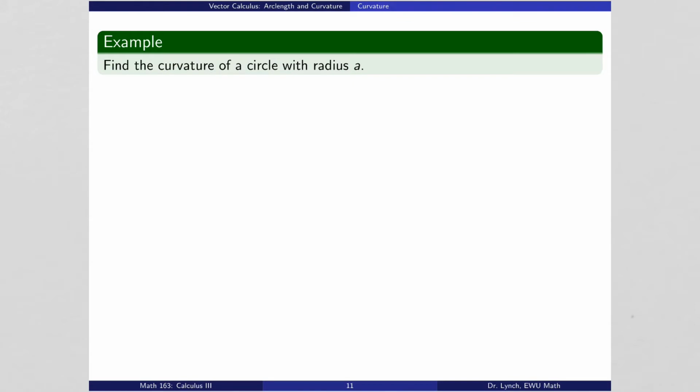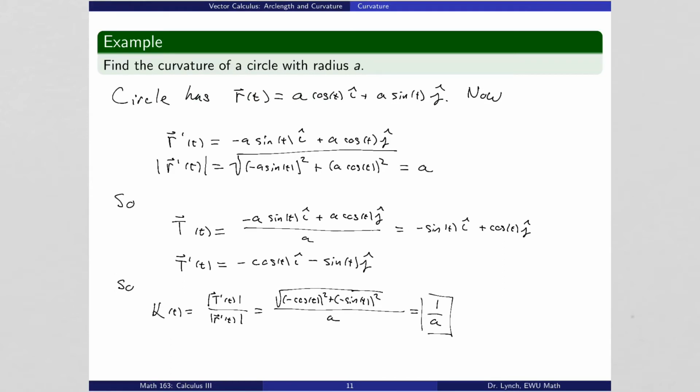Here's an example. Let's go ahead and find the curvature of a circle with radius a. So we'll do this by first inventing a parameterization for the circle. Okay, so here's everything involved in that calculation. Once we know that the circle has parameterization a cosine t i hat plus a sine t j hat, we can find the derivative. We can find the magnitude of that derivative given by a.